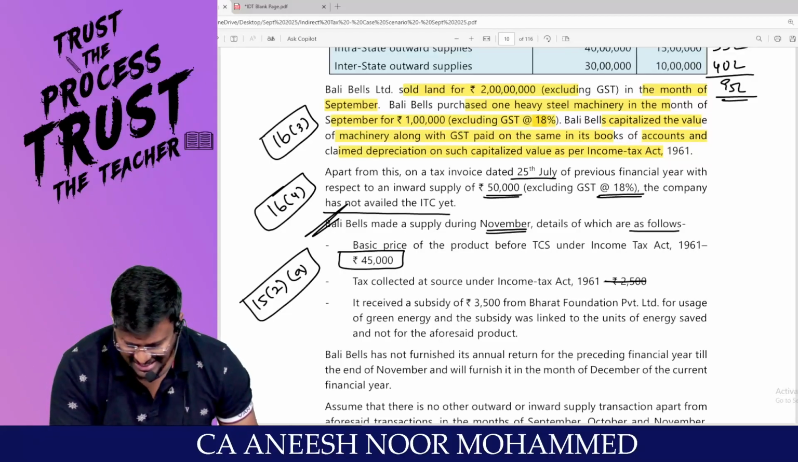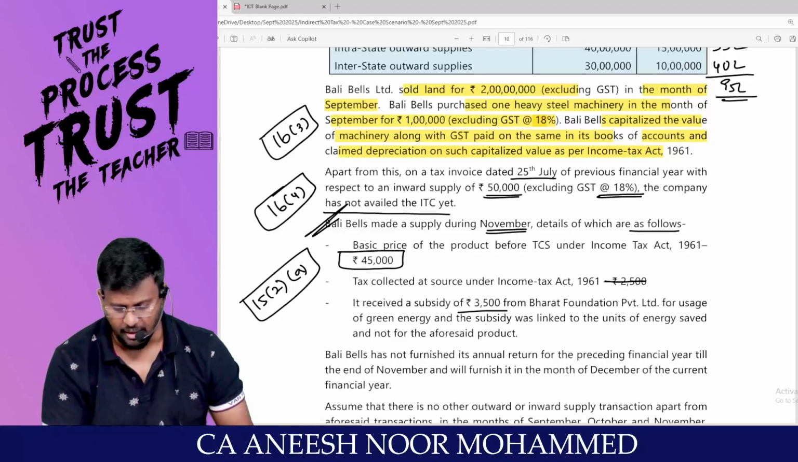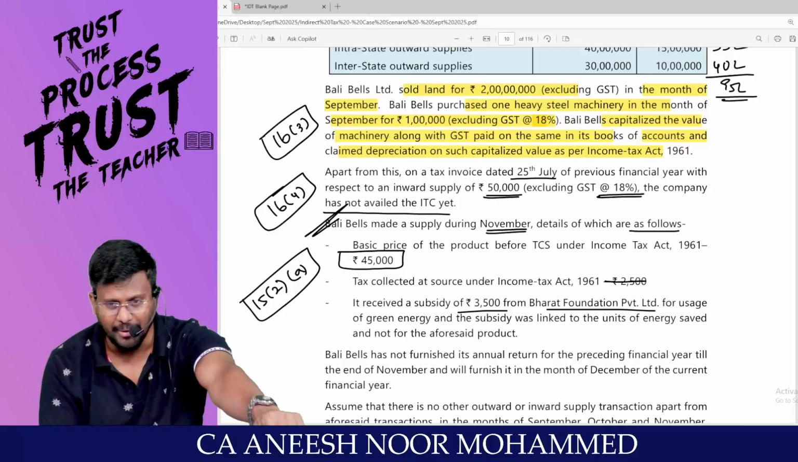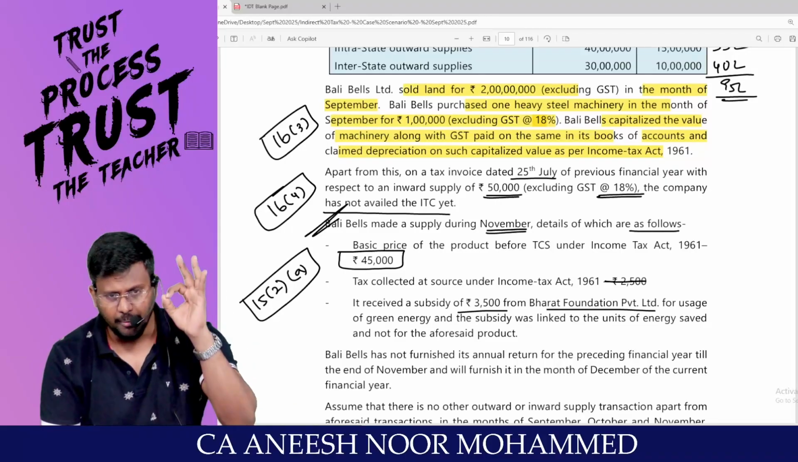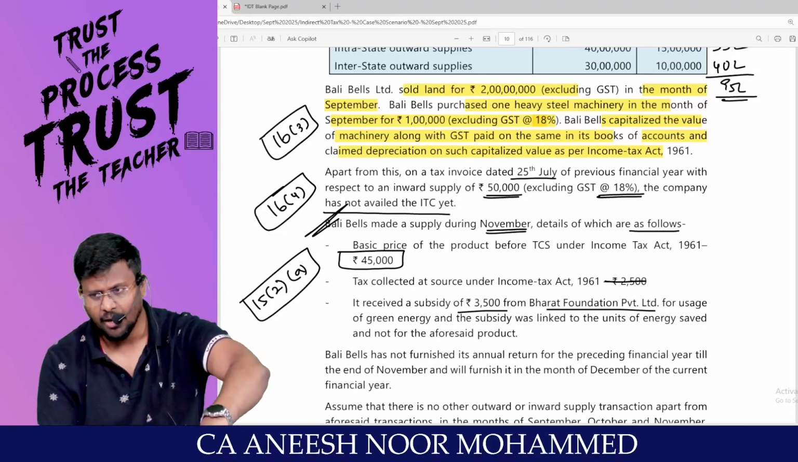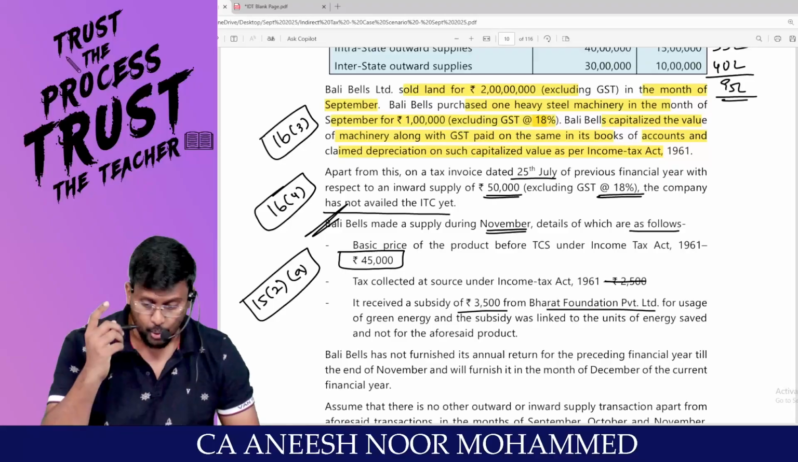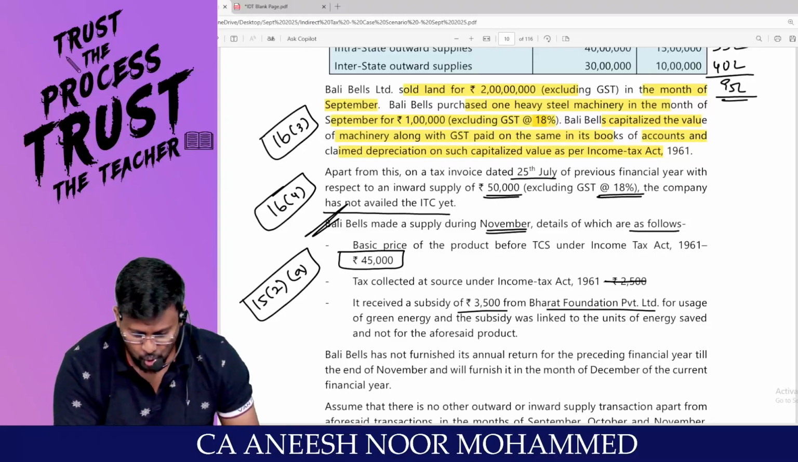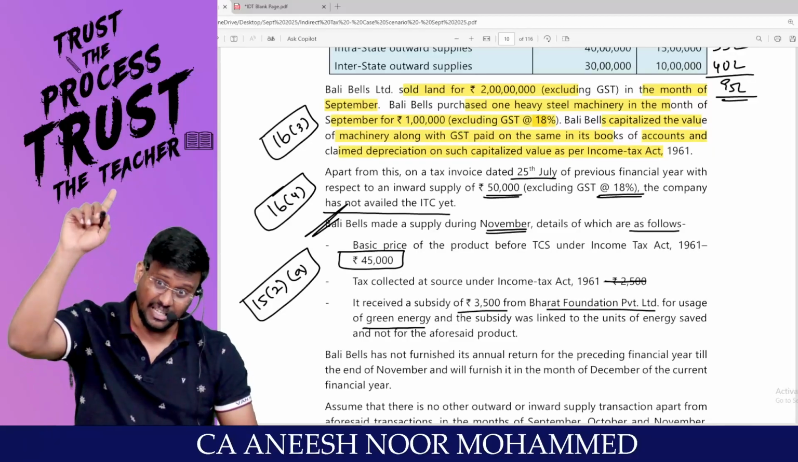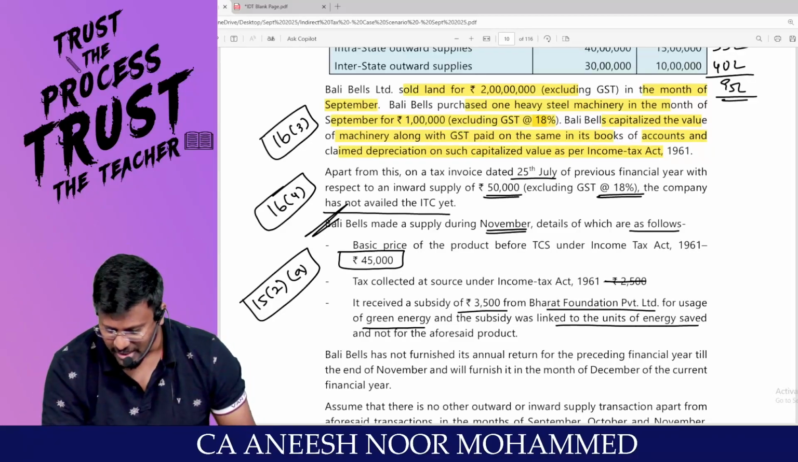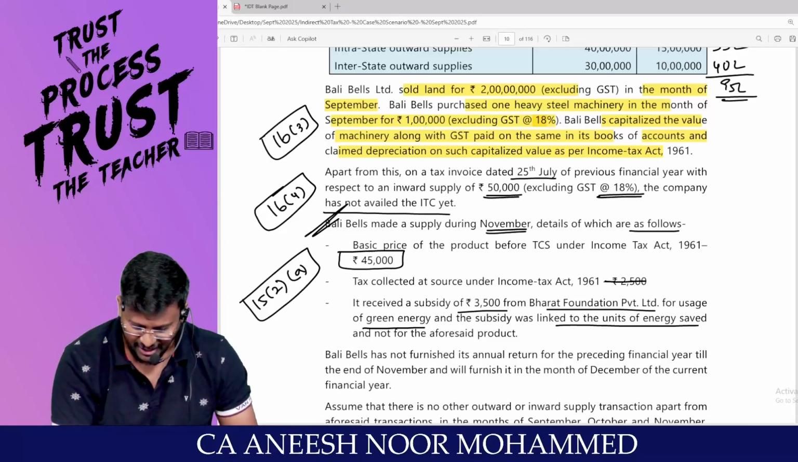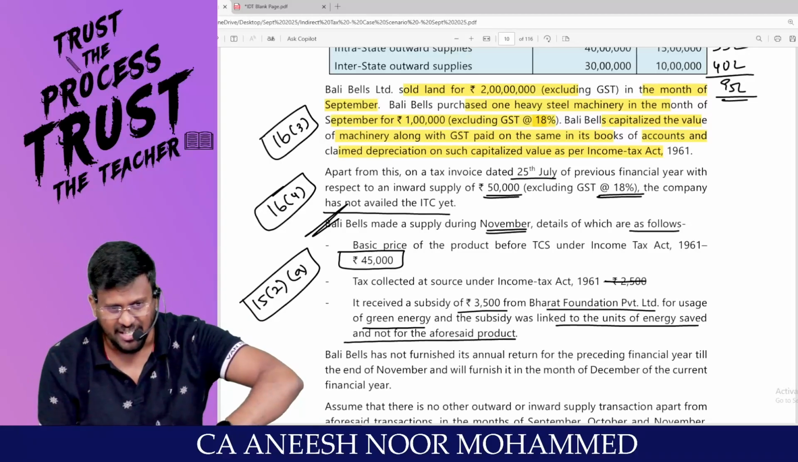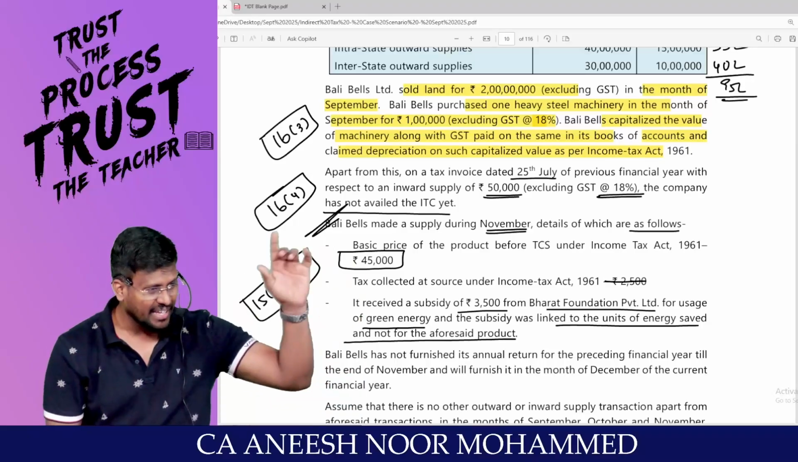It received a subsidy of 3,500 from Bharat Foundation Private Limited. This is non-government. Any subsidy received from non-government should be included in the value of supply. Like that and all, you should not think. You have to check the nature of the subsidy. It is for usage of green energy, and the subsidy was linked to the units of energy saved and not for the aforesaid product, that means this subsidy will not be included in the value of supply.